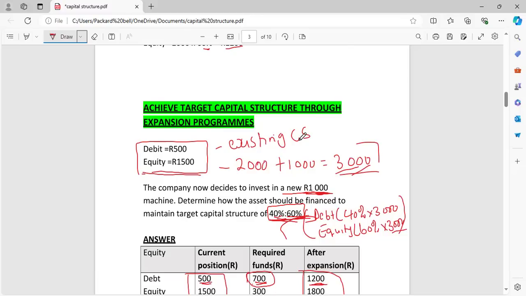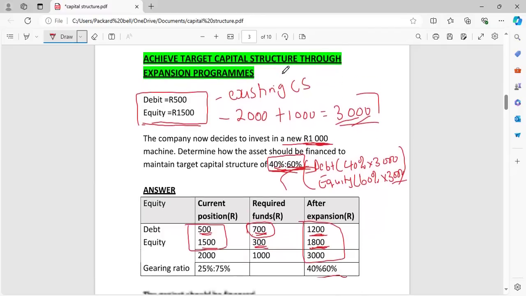There's someone also who is raising a hand. You can ask the question. Hi, how are you? Fine, how are you? I'm good. I just need to ask with regards to the current position. There's 25% and 75%. When do we use those percentages? Yeah, the gearing ratio, I see there's 25% and 75%. Where do you get those percentages? You see where it says answer, the heading current position.